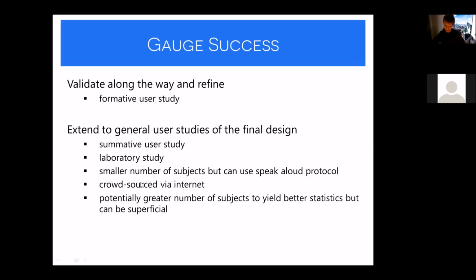You can do this crowdsourced over the internet. What's nice about crowdsourcing on the internet is you can get a lot more subjects, but then you can't do the speak aloud anymore, right? Because once they're internet users hired by Amazon Mechanical Turk, then it's hard to get some opinions from them, right? They basically just solve the task and then they leave a trace based on that, but they don't give you much feedback.